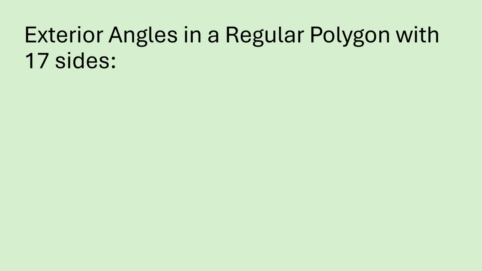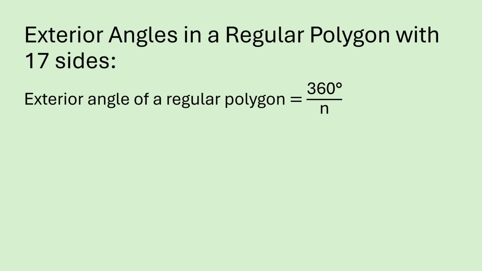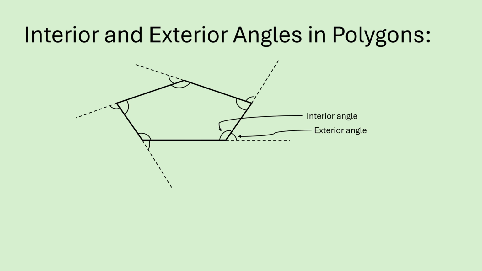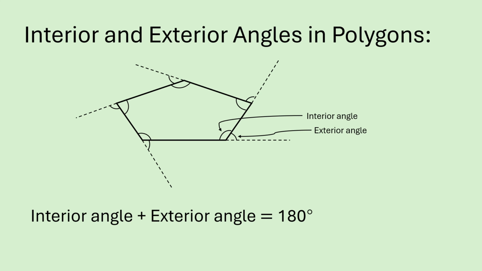Next, exterior angles in a regular polygon with 17 sides. This is the formula for each exterior angle of a regular polygon. Here n is equal to 17 sides. So the answer is 21.18 degrees. Next, interior and exterior angles in polygons. This is a polygon. Here interior and exterior angles are on one straight line. So the interior angle plus the exterior angle is equal to 180 degrees.